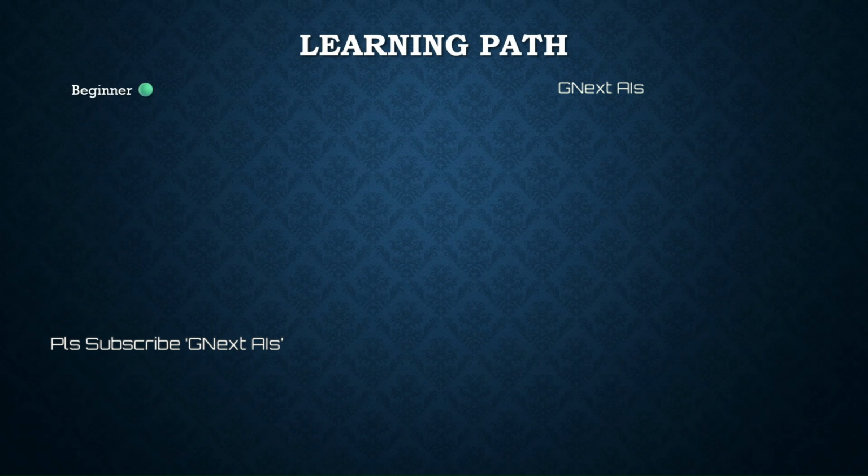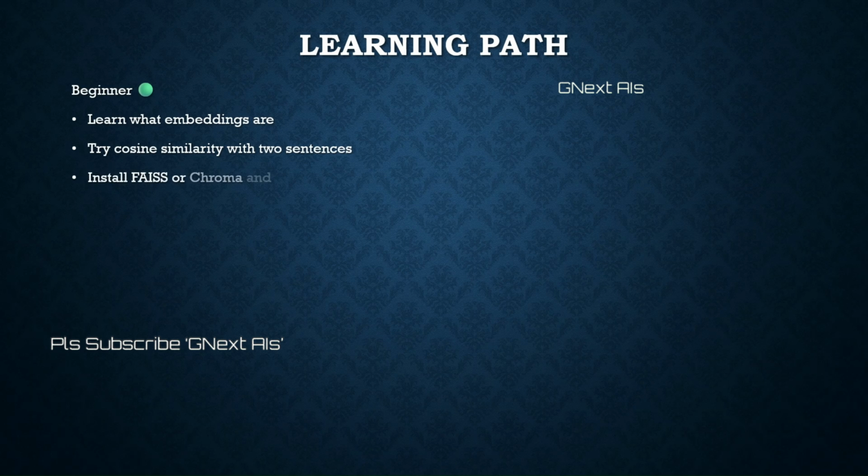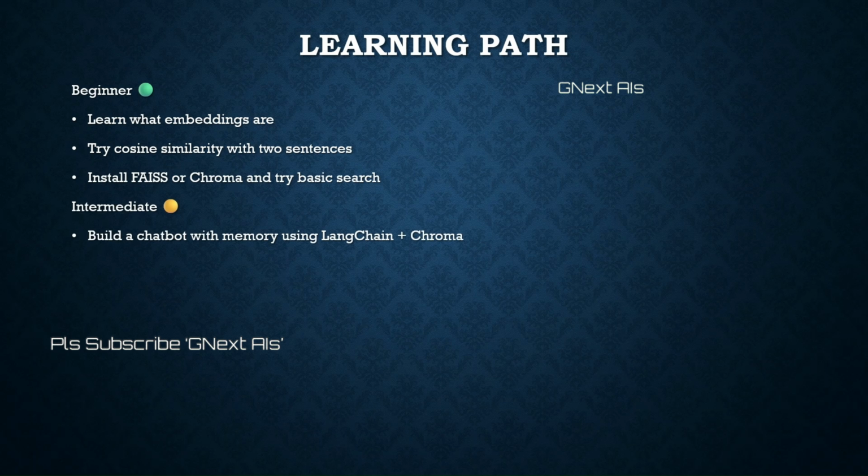Then what should the learning paths be? If you are a beginner, learn what embeddings are. Then try cosine similarity with two sentences. Install FAISS or Chroma and try a basic search. If you are at intermediate level, build a chatbot with memory using LangChain plus Chroma. Index YouTube transcripts or PDFs. Benchmark two to three databases for fun.